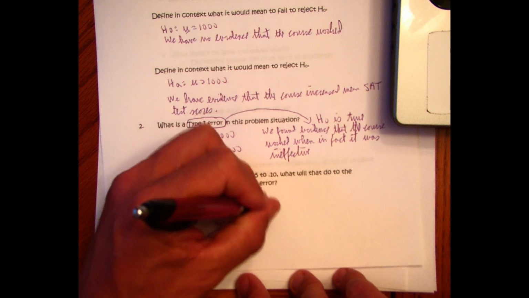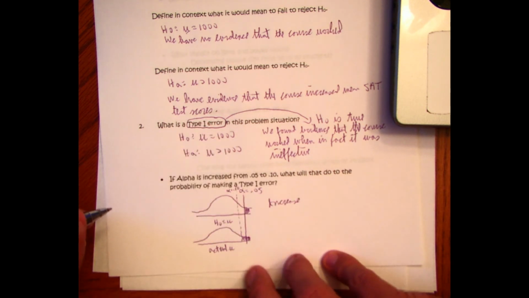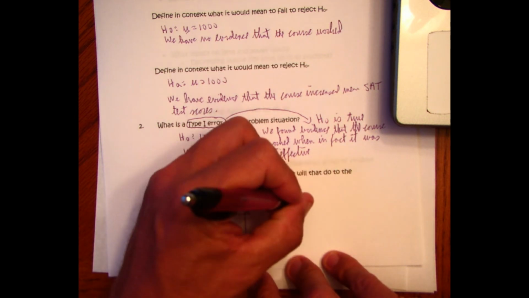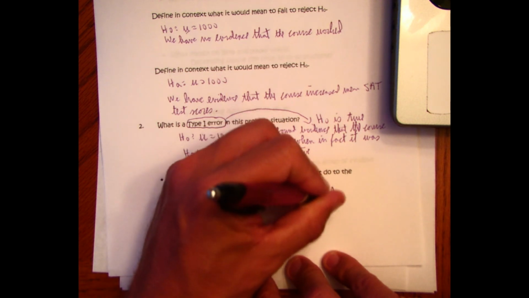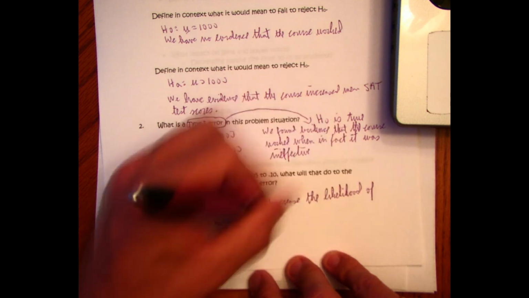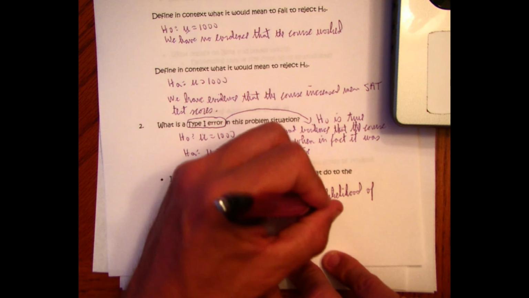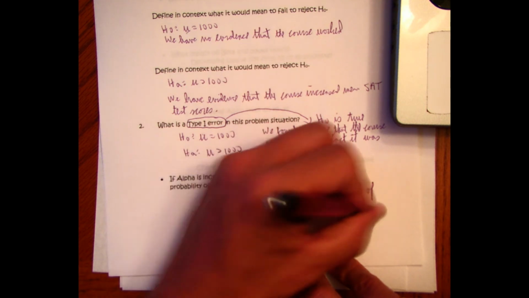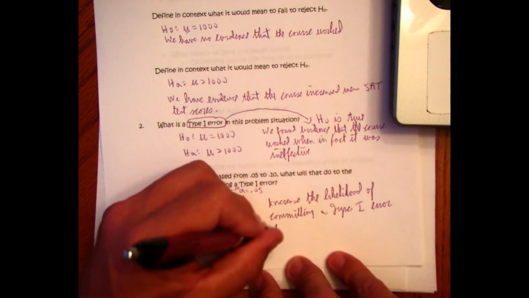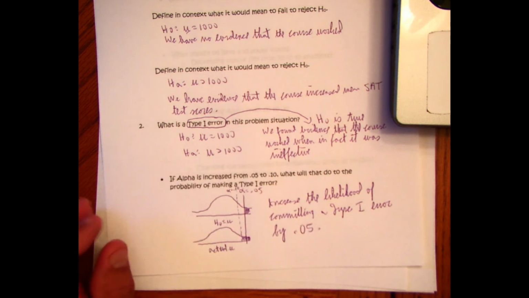So what do? In fact, when you increase alpha from 0.05 to 0.10, you increase the likelihood of committing a type 1 error by 5%, by 0.05. Yeah, so you increase the likelihood of making a type 1 error by 0.05.